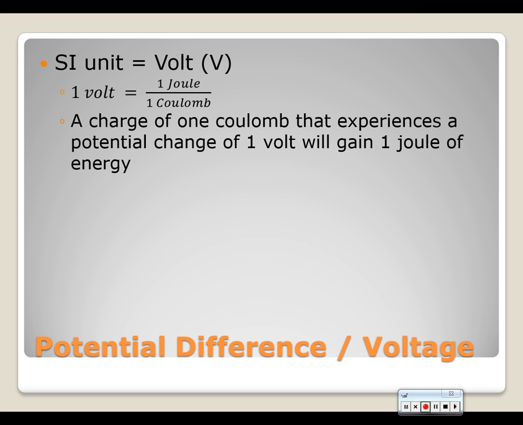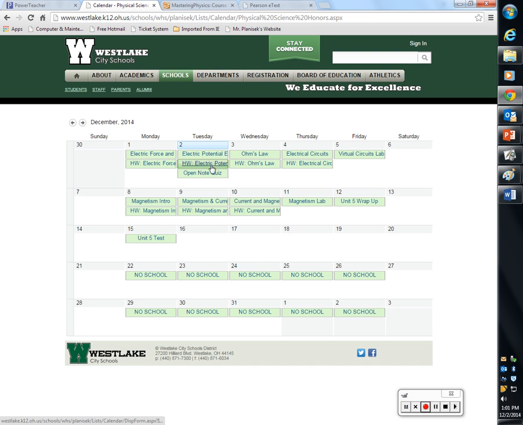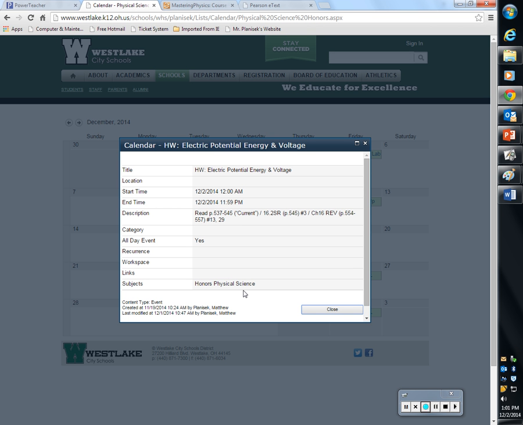So, there is some homework on the calendar that we talked about before. It relates to electric potential energy and voltage. Tomorrow, we'll talk about current and resistance and how it all fits together. Prepare yourselves. There's some more sweet animation tomorrow.